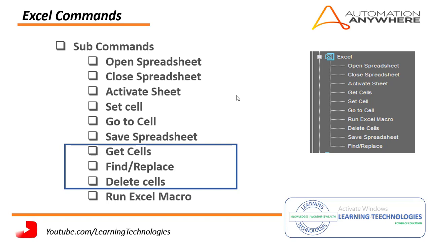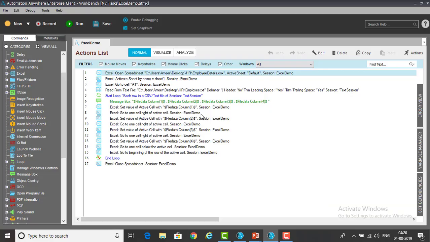In the next session, we are going to discuss run Excel macros, because this is a very big topic. So in this session I'm going to cover only a few of the concepts, that is get cells, find or replace, and delete cells. Let me switch to Automation Anywhere Enterprise Client.